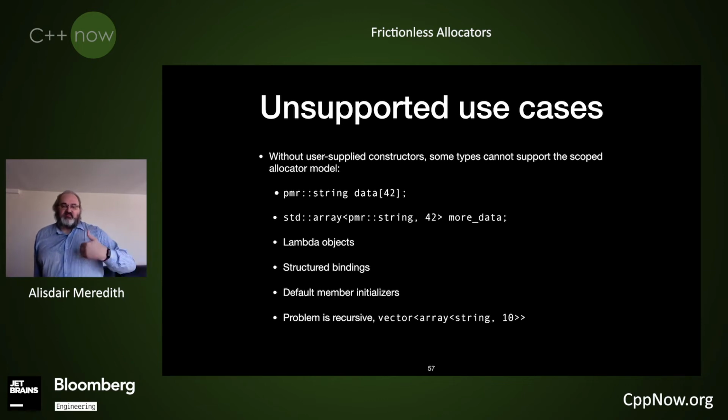And again, ultimately, the problem's recursive because I want to apply the scoped allocator model. This was the example that got me fuming and started down this whole line: a vector of standard array of string. I correctly provide the right allocator to the vector, but it can't provide that allocator to the strings, because they're all held in a standard array, and standard array cannot support the scoped allocator model to propagate the allocator down to all the individual strings for each different element in the vector. So these are problems that we need to find some way to solve.